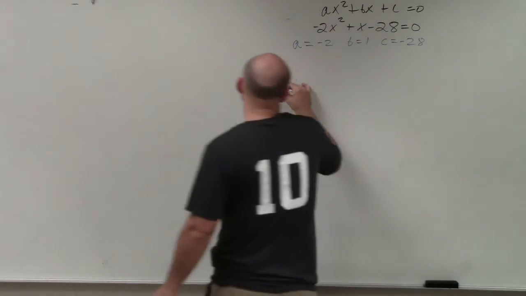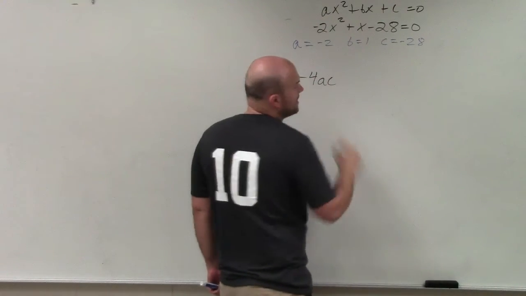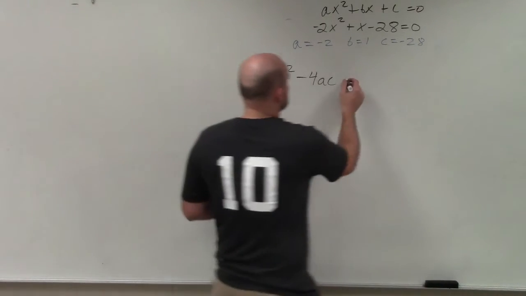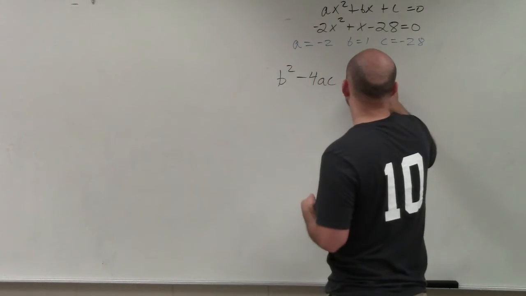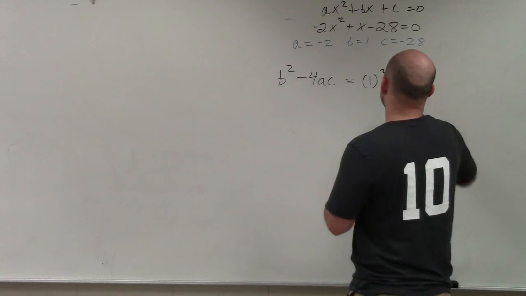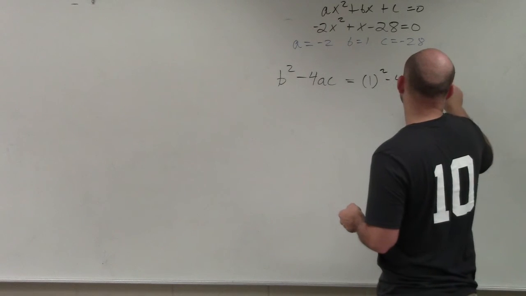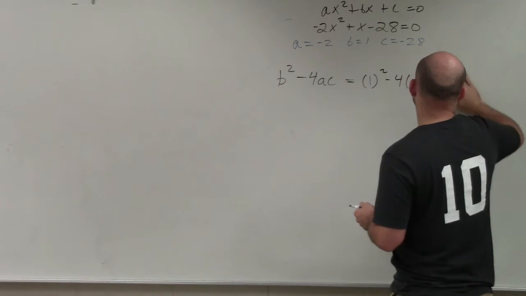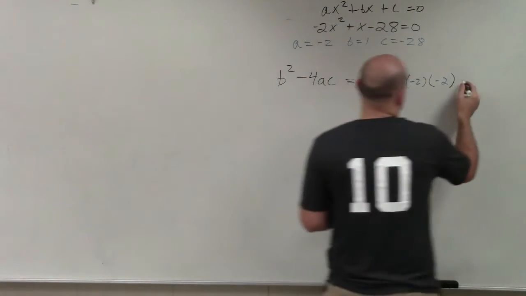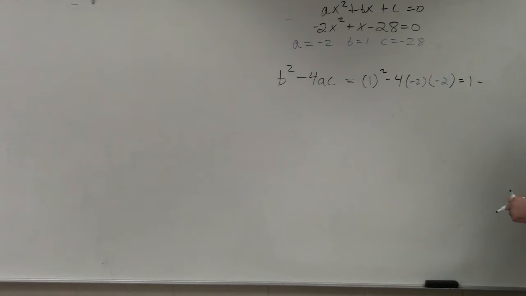The second thing I always do is the discriminant, because the discriminant is the second most popular place where students make their mistakes. So in this case, I just plug in what my b is, which is 1 squared minus 4 times a times c. Does everybody follow me? So what I basically have is 1 minus negative 4 times negative 2, which is positive 8.